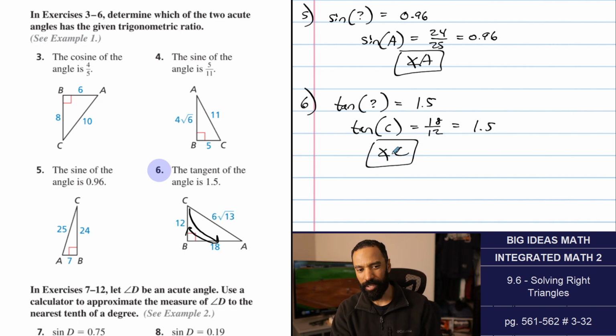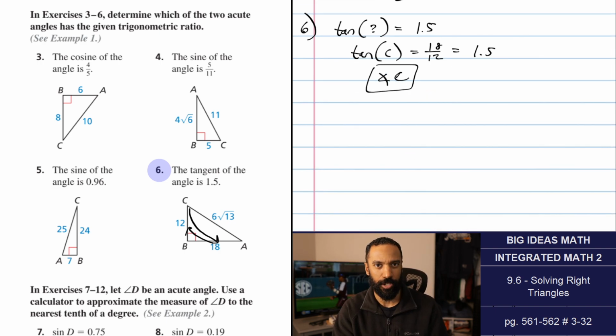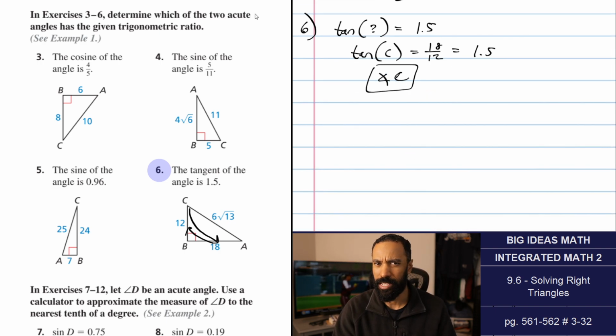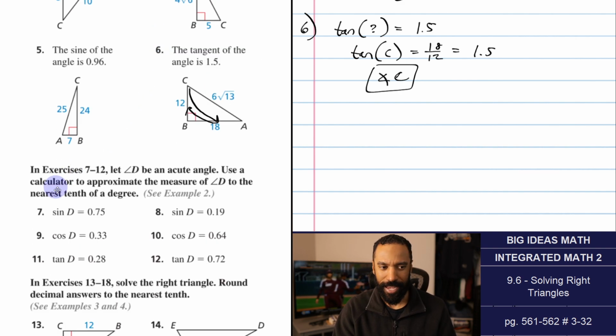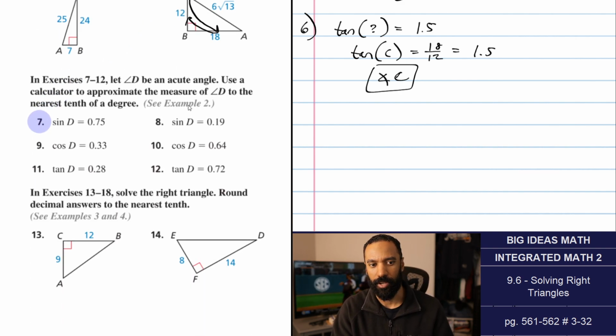So I know I didn't test everything. I mean, I did internally, right? Is it 12 over 18 or 18 over 12? It's not going to be 12 over 18. That's less than 1. The exact decimal is 0.6 repeating, so that's not going to be it.